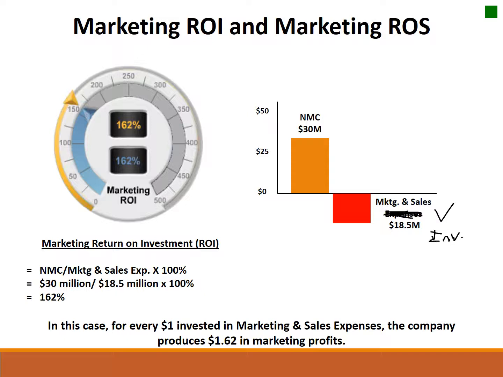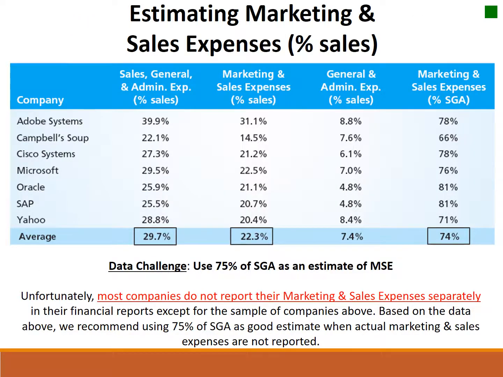That wouldn't be good. So anyways, this is an investment, and here again, we have our NMC, 30 million divided by our investment cost, 18.5 million, and we get our ROI. You can interpret this to say that for every $1 invested in marketing and sales, you yield a profit of $1.62. And again, that's the effective rate of what we're doing here. So here are some ways that we can calculate the effectiveness of marketing within the firm and demonstrate some good things that are going on there and why we should continue to invest.